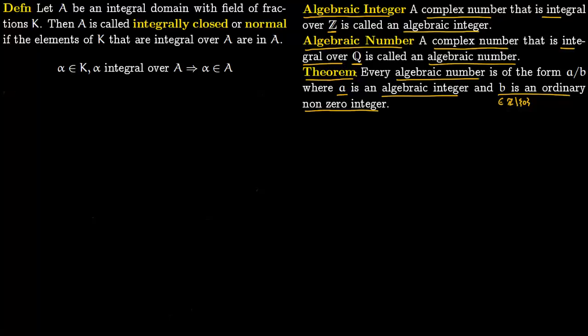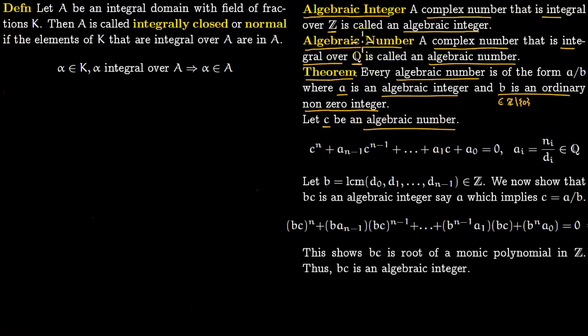So let's start: let c be an algebraic number. This is the definition of an algebraic number: it's a complex number which is integral over the rationals. So we will have a monic polynomial, and you plug c into that monic polynomial. Some polynomial x^n + a_{n-1}x^{n-1} + ... + a_1x + a_0 equals 0, where all these a_i's are rational numbers because c is integral over the rationals. Since c is an algebraic number, when you plug in c, this equation will be equal to 0.